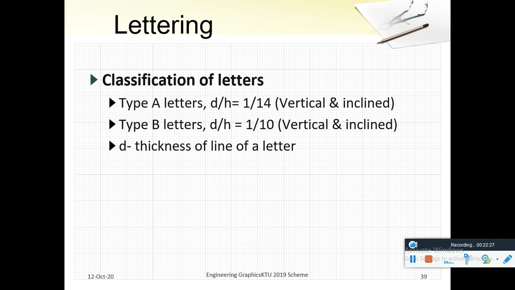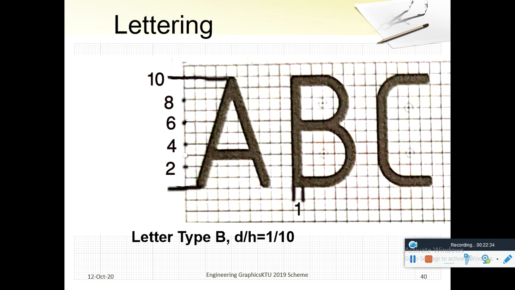D is the thickness of the line of a letter and H is the height of the capital letter. Where D by H is equal to 1 by 10, its thickness is 1 and its height is 10. That is why D by H is equal to 1 by 10.